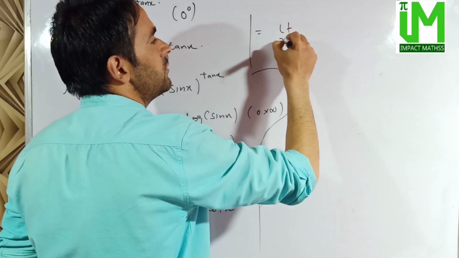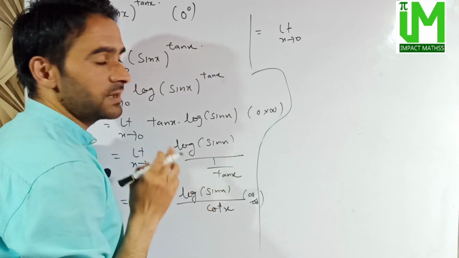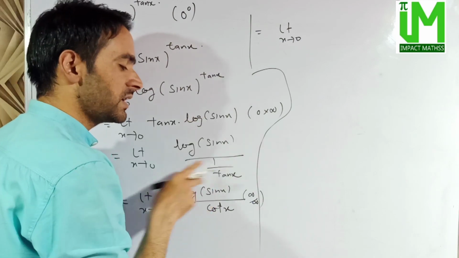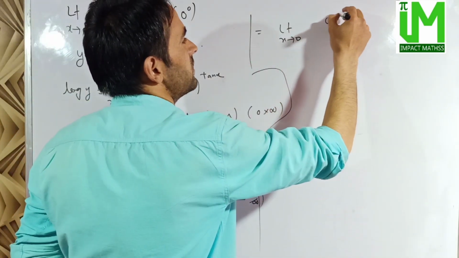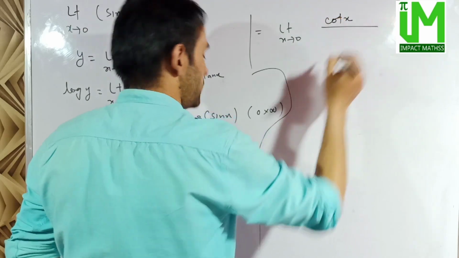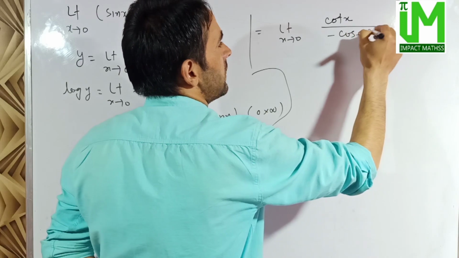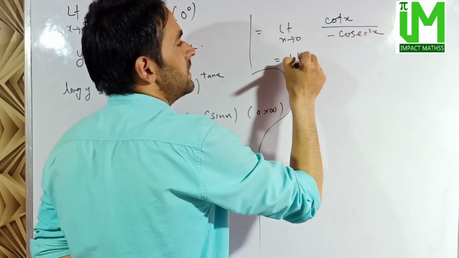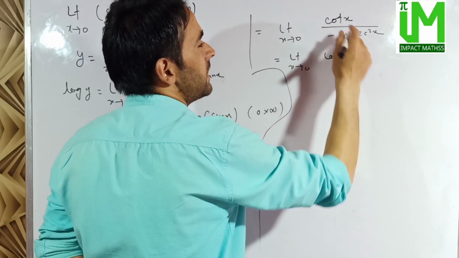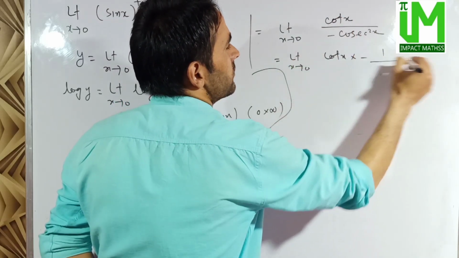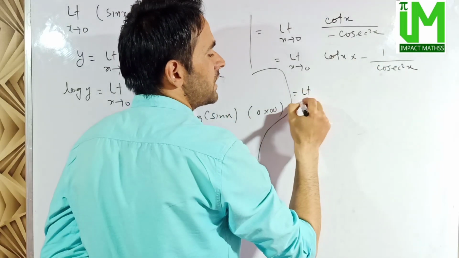So the limiting value will be limit x approaches 0 of log of sin x. Now the differentiation of log of sin x is first 1 by sin x, and the internal differentiation of sin x will be cos x, so the overall differentiation will be cot x, divided by the differentiation of cot x, which is minus cosec square x. So this will be limit x approaches 0 of cot x into, we can also write it as, minus 1 divided by cosec square x, which is limit x approaches 0.